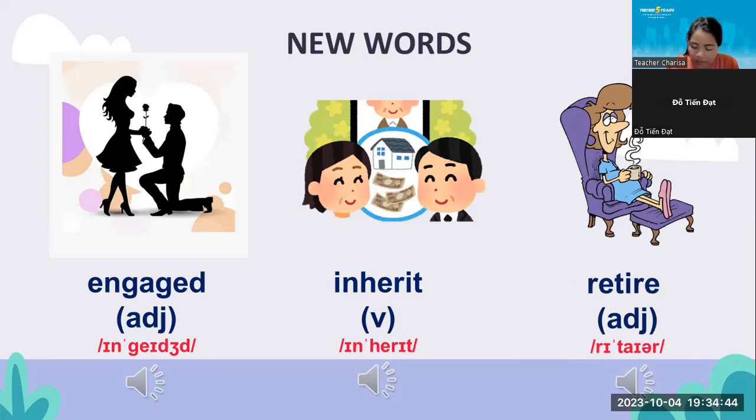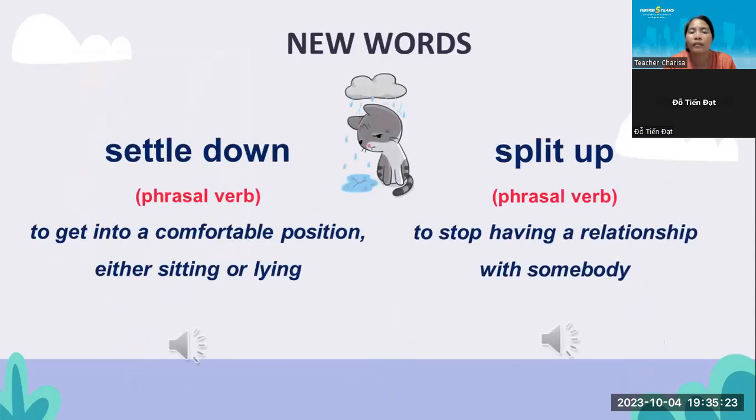What's next? How to read that? Retire. Yes, retire. Very good. What have you understood about retire? Yes, what is retire in your country? I think when you're like 16, you will retire. Man is 65 and girl is 62.